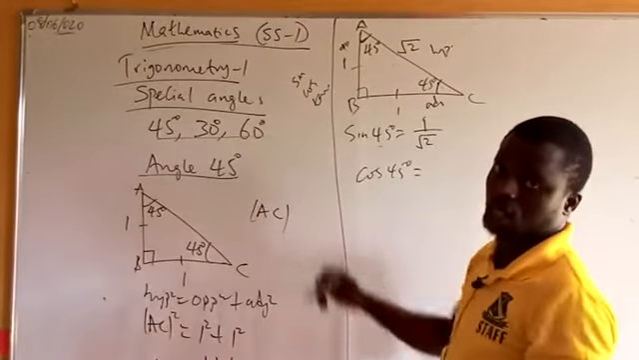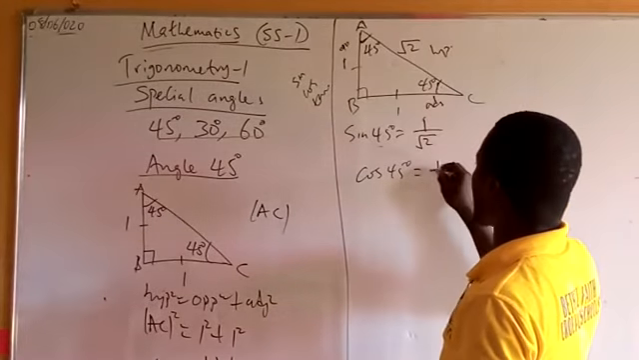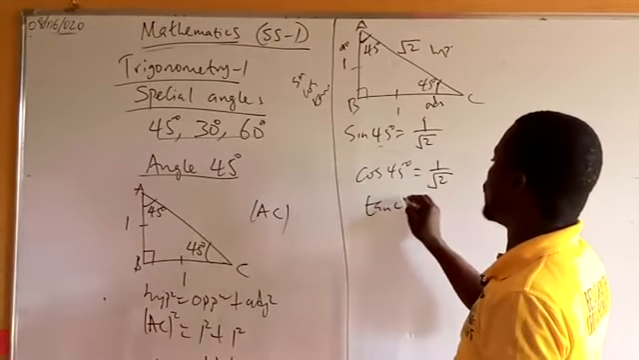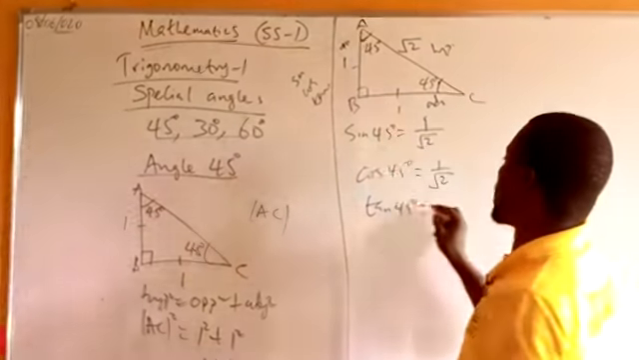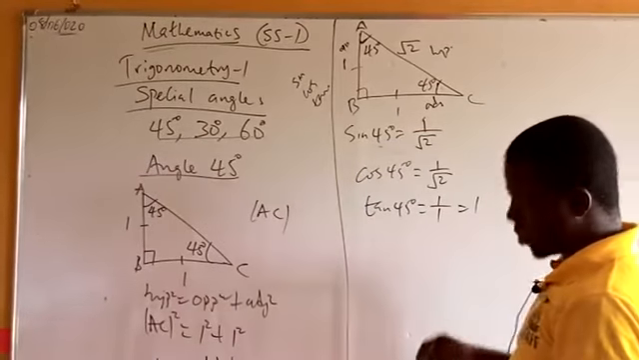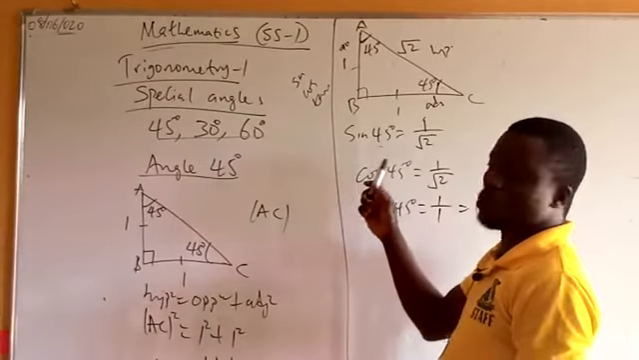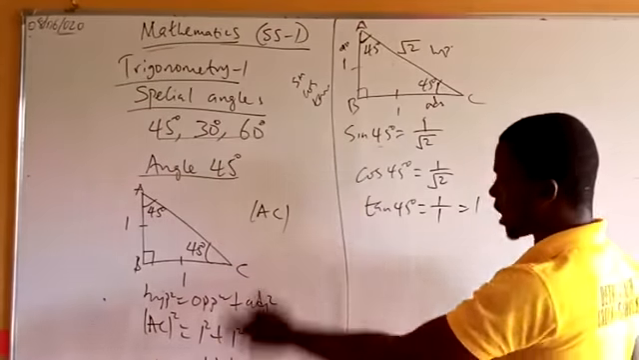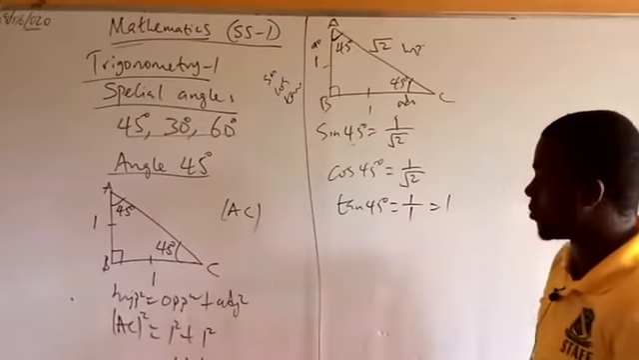Then cos 45 degree equals adjacent over hypotenuse, as I taught you last week. Adjacent is 1, over hypotenuse, root 2. Then tan 45 degree. Tan is opposite over adjacent. The opposite is 1, adjacent is 1, and 1 over 1 equals 1. So with this, you now know the value of sine 45 degree, cos 45 degree, and tan 45 degree. That's why it's called a special angle. You don't even need a calculator to evaluate this. Look at the values of sine 45, cos 45, and tan 45 degree.